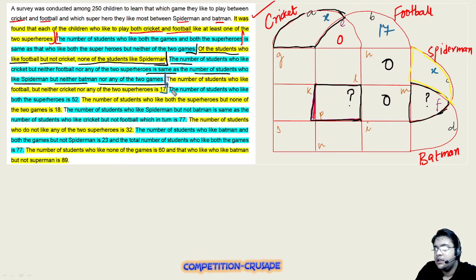Okay. The number of students who like both the superheroes is 52. Okay, where exactly is both the superheroes? So probably this entire thing will be both the superheroes, right? This entire thing will be 52.